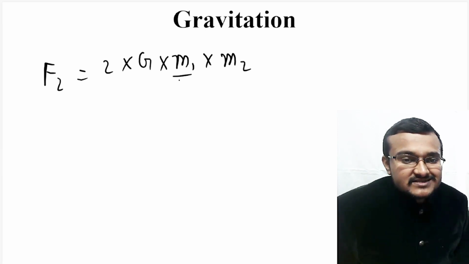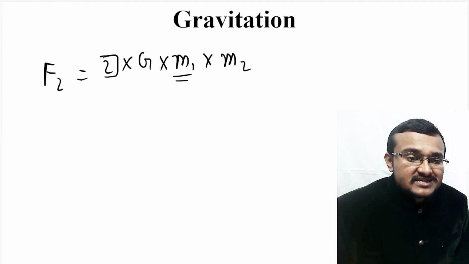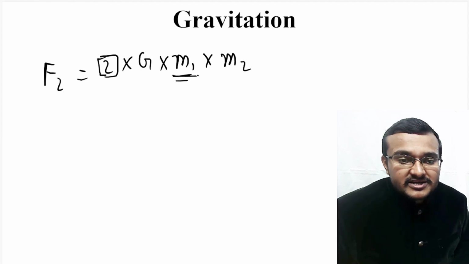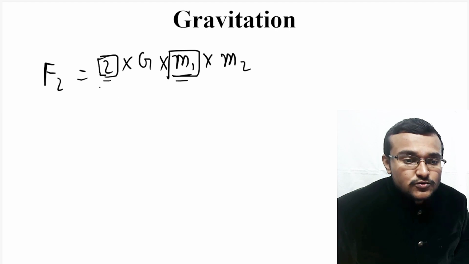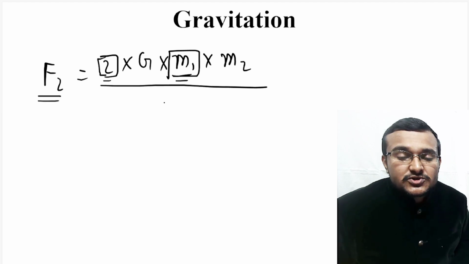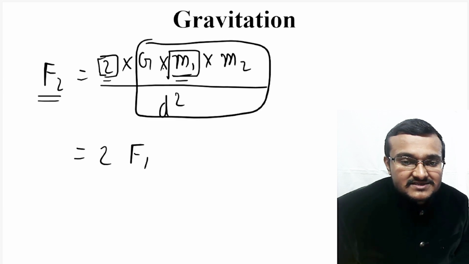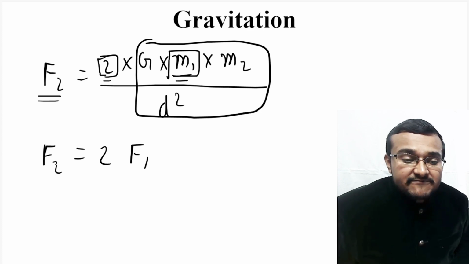Here you have just doubled the mass of one particular object, that is m1, so that's why I am multiplying by 2 where you are considering the new force. So 2 into G into m1 into m2 divided by d square. This G m1 m2 divided by d square can be considered as F1, this entire term is F1. So you can directly write this as 2 into F1. That means F2, the new force, will be increased by 2 times.